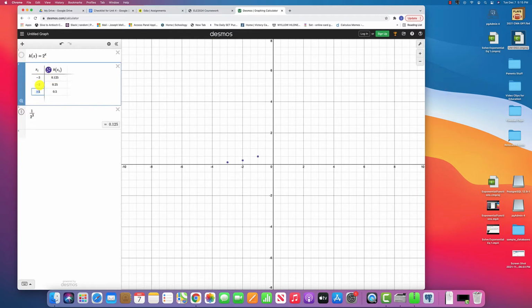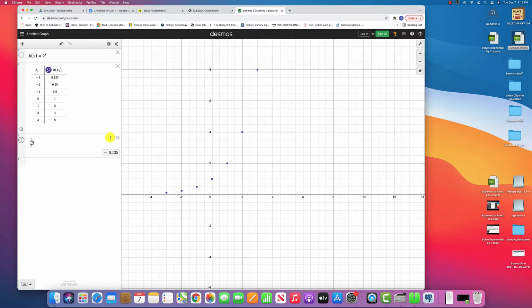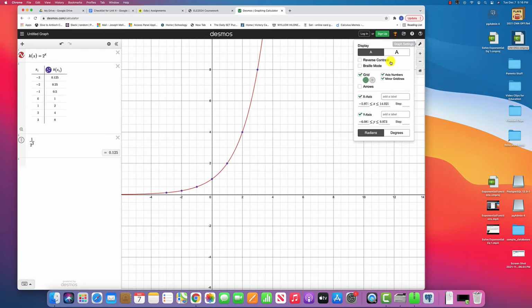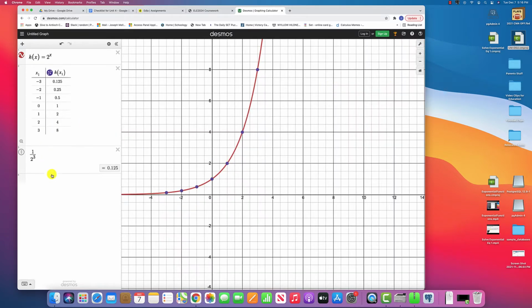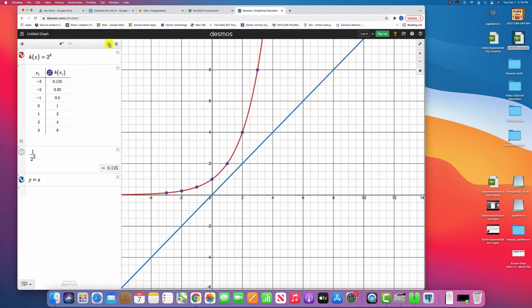All right, we'll do the same thing for -2, -1, 0, 1, 2, and 3. Okay, so we see these dots plotted in purple. We'll go ahead and connect them with an exponential looking curve, like so. Let's go ahead and make this a little bit darker. There we go. Let me add the line y equals x, which we have on the piece of paper. And let's make that dotted.